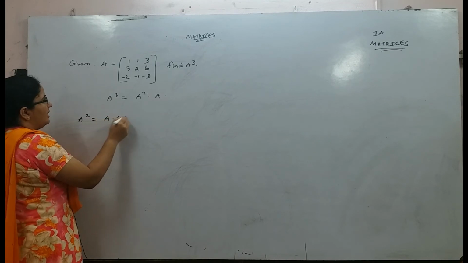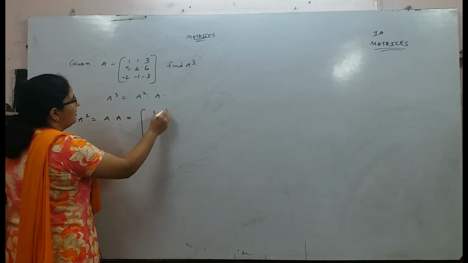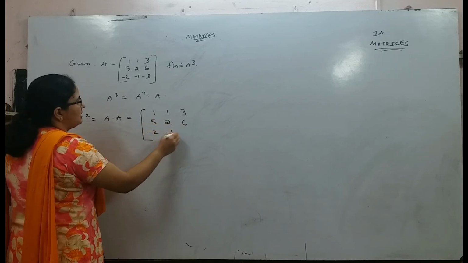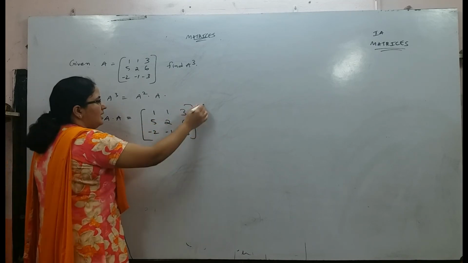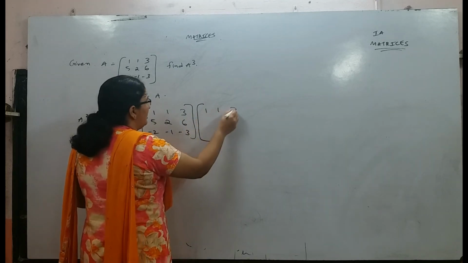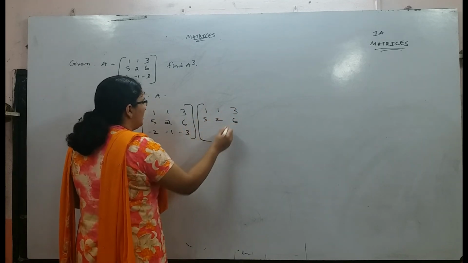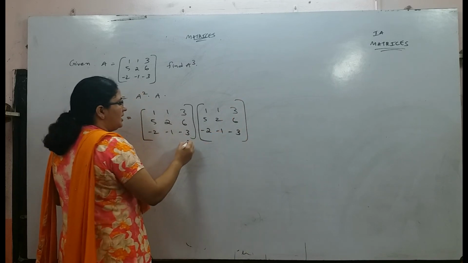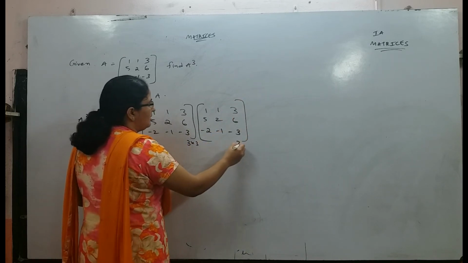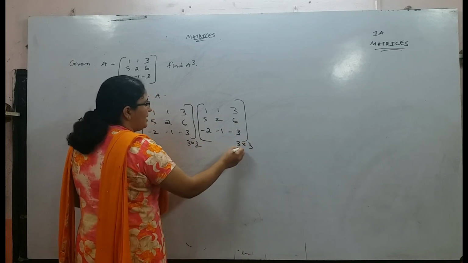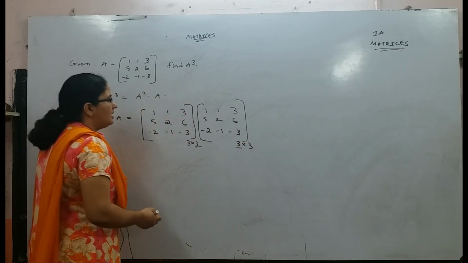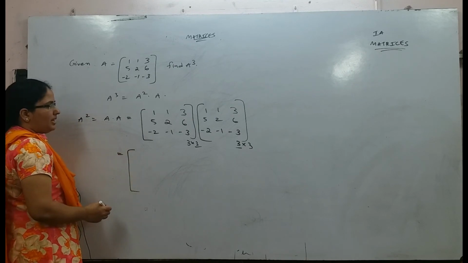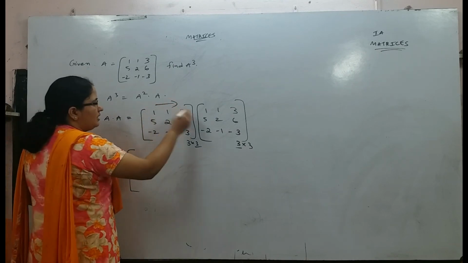A into A, that is [1 1 3; 5 2 6; -2 -1 -3] into [1 1 3; 5 2 6; -2 -1 -3]. Both are 3 by 3 matrices. So columns of the first matrix is equal to rows of the second matrix. You can easily multiply. You will get a matrix of the order 3 by 3, rows with columns.